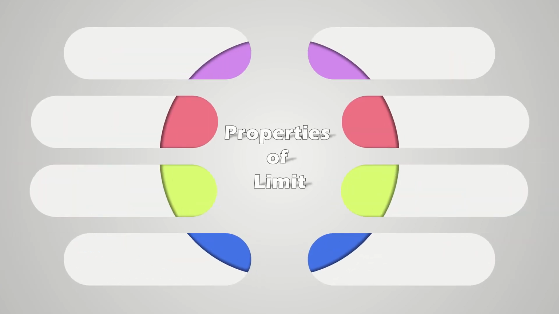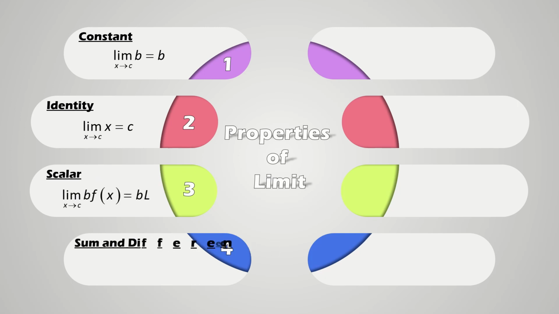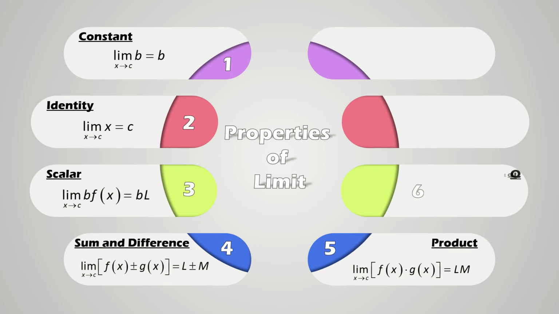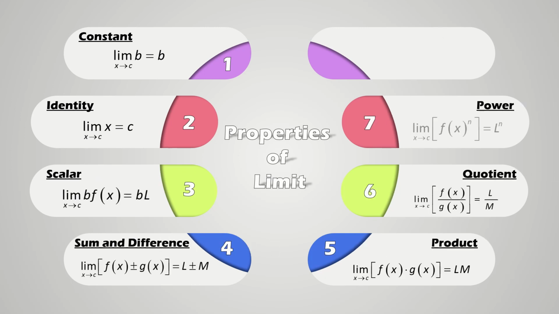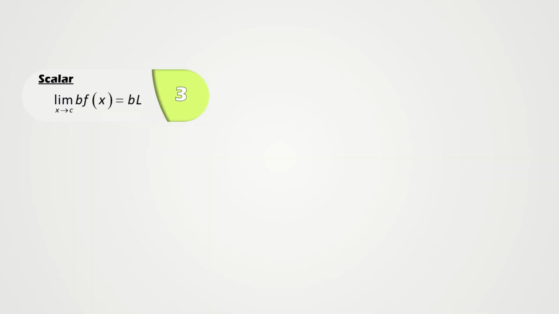In this limit properties video series, 8 limit properties will be covered for the entire series. These are the constant, identity, scalar, sum and difference, product, quotient, power, and radical properties of limit. For this third episode, the video is focused on the scalar property.